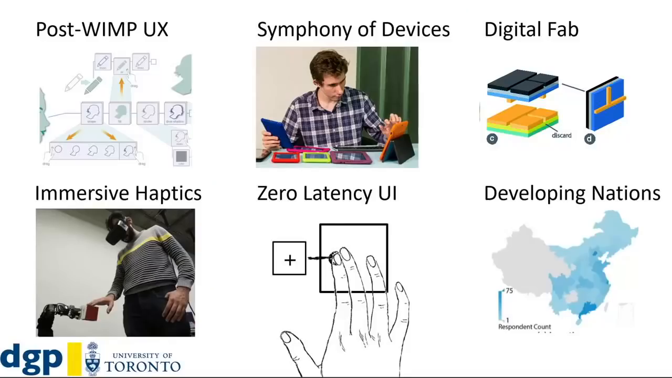All right, so there are a bunch of things that we've played at in Toronto, and one of the things that we do as faculty members, of course, is enable students to go off and do really cool and exciting work, and then every once in a while come and give talks and look back at all the work and try to put them into what you can call projects to make it look like you were gifted with foresight for all of this wonderful stuff. So this is my sort of post hoc characterization of the work that we do in my group. We play a lot in post-WIMP user experience, the symphony of devices, building on the society of devices ideas. We do digital fabrication, immersive haptics, zero latency user interface stuff, although that's now mostly spun out as a company, and now more recently looking at emerging technologies in developing nations.